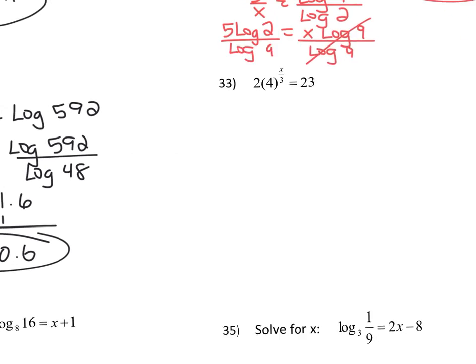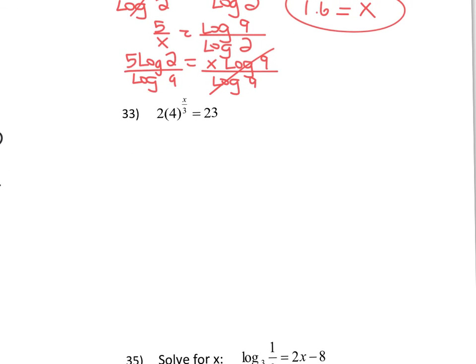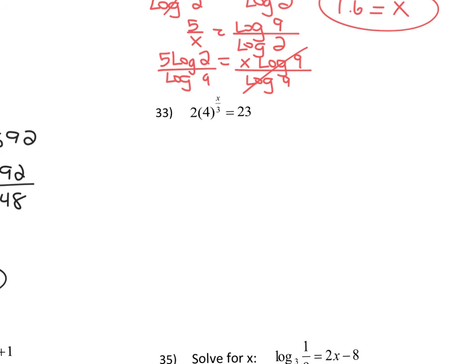Okay, and then finally number 33. Well, this one, just like number 31 above it, has a number in front of the base that has the exponent on it. So we need to get this 4 to the x over 3 power by itself. So I'm going to divide both sides of the equation by 2. Those cancel. It'll give me 4 to the x over 3 power equals, all right, well, this is a decimal, right? It's 11.5. If you want to leave it as 23 halves, you can.